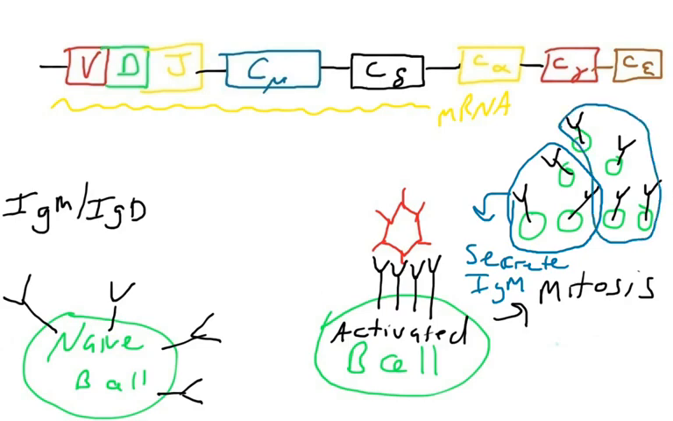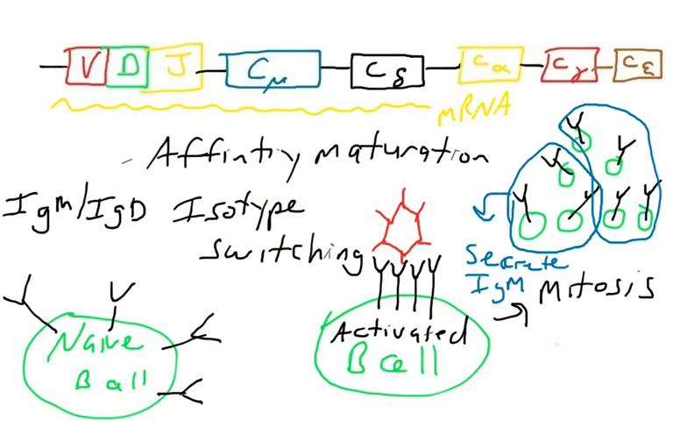But these other B cells are going to undergo processes known as affinity maturation and isotype switching. We covered isotype switching in the previous video, and now we're going to cover affinity maturation. Again, these processes go on at the same time. I've chosen to introduce isotype switching first. I'm now going to introduce affinity maturation.